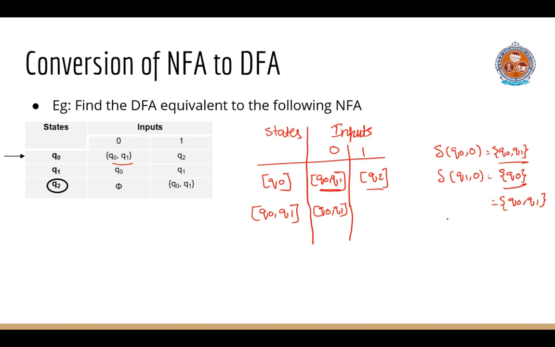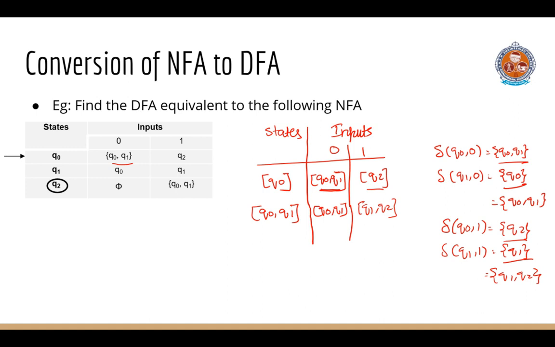Now apply delta of Q0 comma 1. So delta of Q0 comma 1 is equal to nothing but Q2, and the same for Q1. So it is Q1. Union these two results. So that is {Q1, Q2}. So the result is {Q1, Q2}.